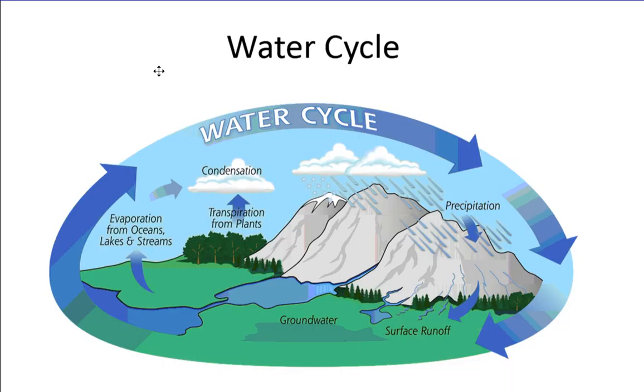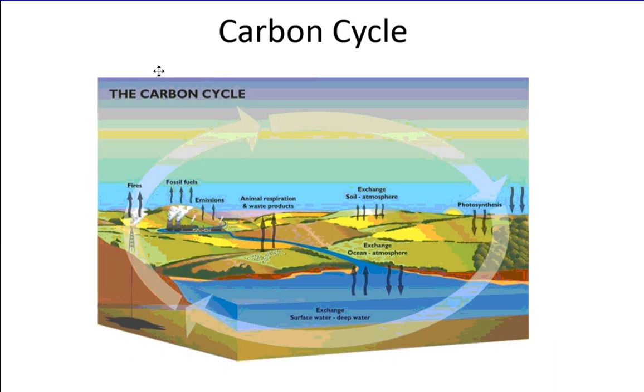Not very difficult to understand that precipitation brings water to the earth, and evaporation and water from plants takes it back to the atmosphere, and this is a constant happening thing. There's a lot that can be said about the water cycle, but we're going to just skip over it. And then the carbon cycle, a little more complicated.